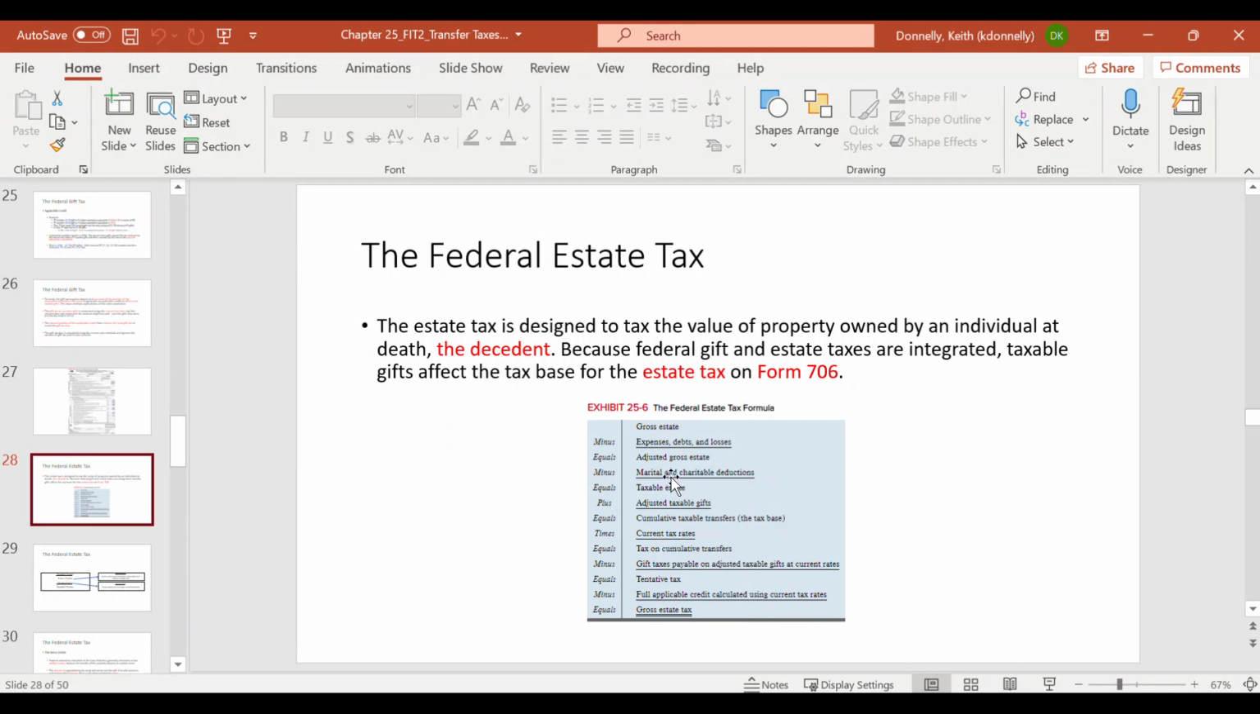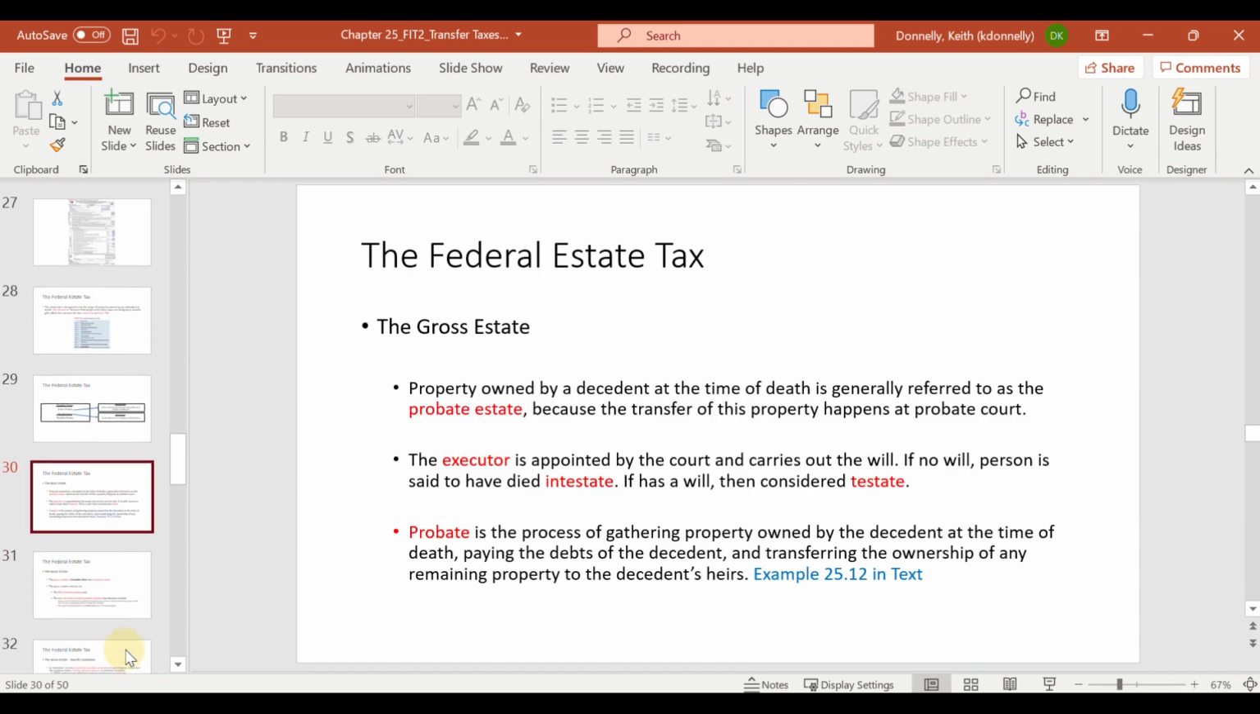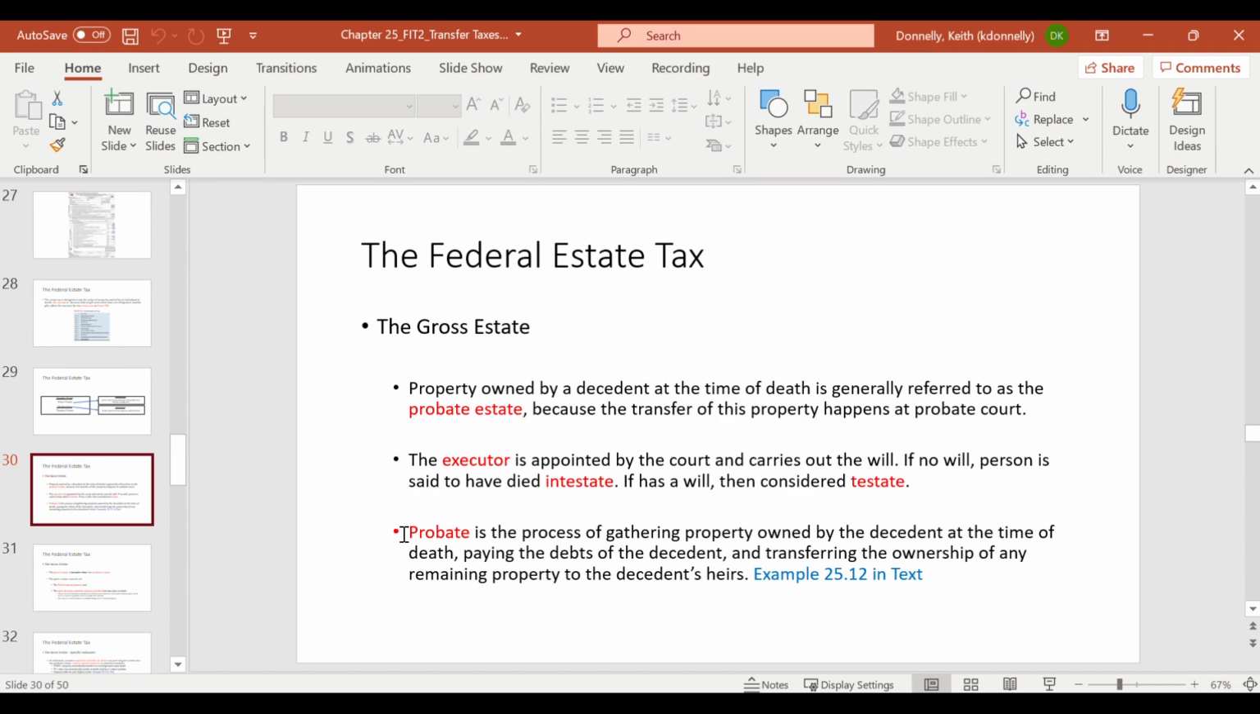Now, this is a more nuanced way of spelling it out. I have here basically your gross estate minus your deductions gives you your taxable estate. And we'll look at what each of these means as we go through. So the gross estate, right? What we're talking about here is the estate tax, and we said we want to look at the property you transfer at death. So property owned by a decedent at the time of death is generally referred to as the probate estate. The reason being is the transfer of this property happens in the probate court.